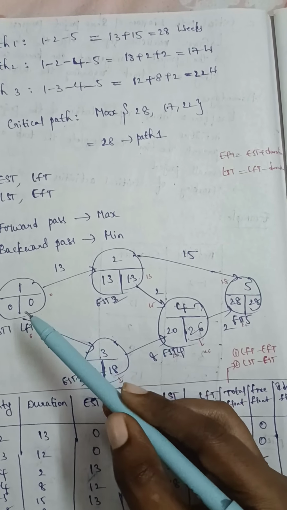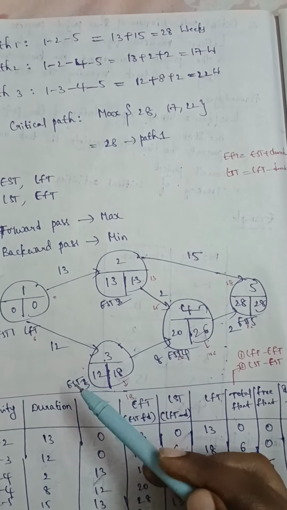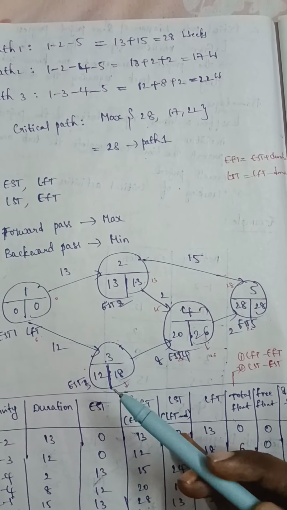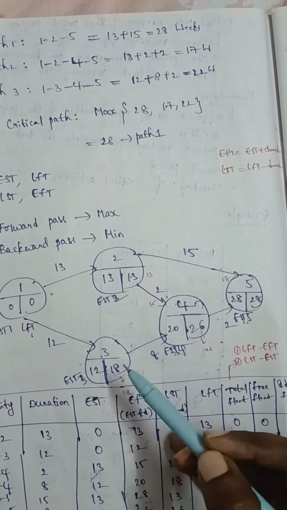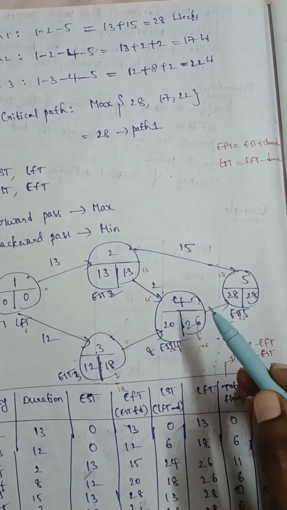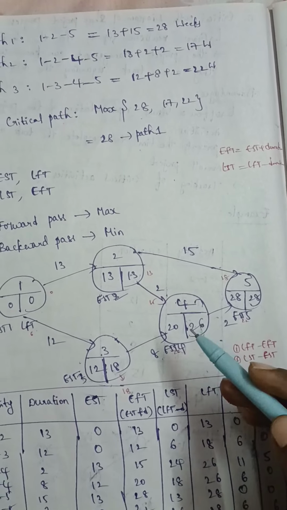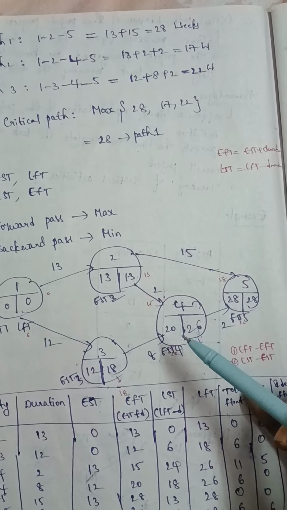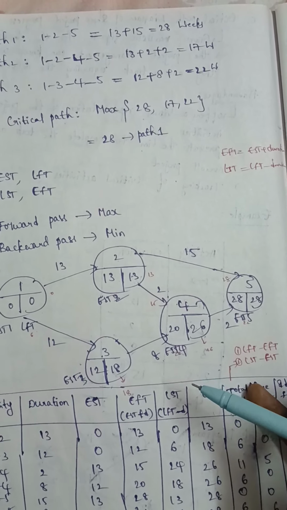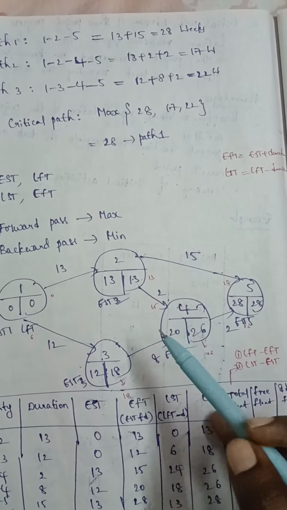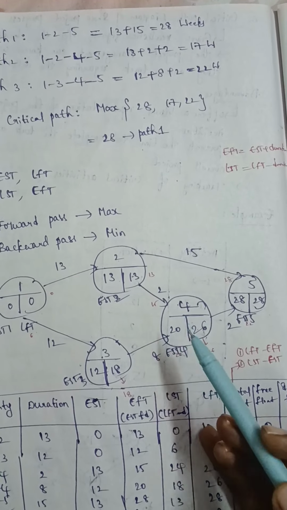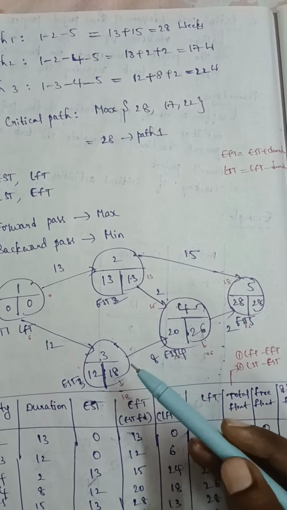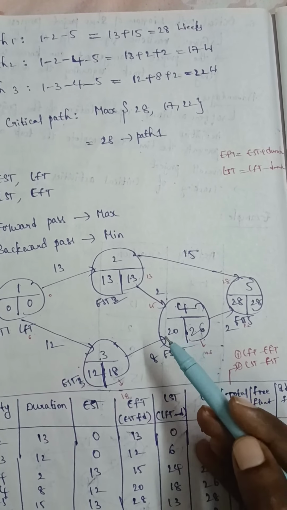Next we have the activity 1 to 3. For 1 to 3, the EST of the start node is 0, so 0 plus 12, as the activity duration for activity 3 is 12. Next we have node 4. For 4 we have two edges, 2 to 4 and 3 to 4. Here it is a forward pass, so we have to consider the maximum value. 13 plus 2 is 15 and 12 plus 8 is 20. The maximum value is coming from 3 to 4, so we take 20 here.